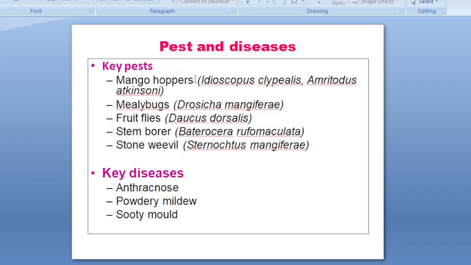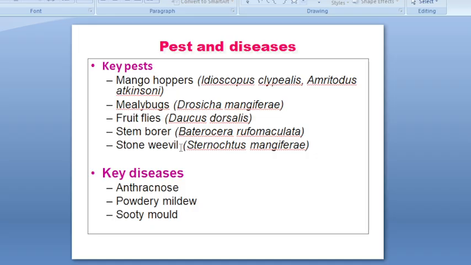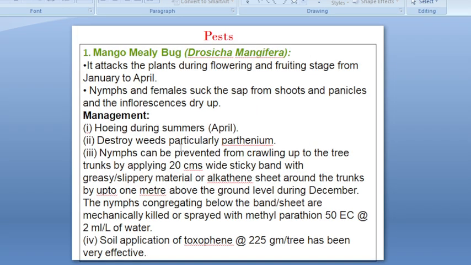Pest and disease infestation: the main pests include mango hoppers, mealybugs, fruit flies, stem borer, stone weevil, and diseases like anthracnose, powdery mildew, and sooty mold. Mango mealybug is a major problem. Both nymphs and adults will affect the plant. Even the fruit, it will start producing saliva or juice that will lead to the occurrence of malformation.